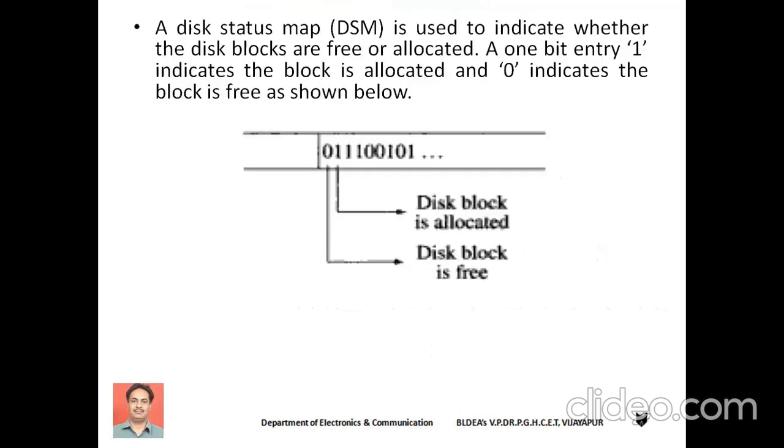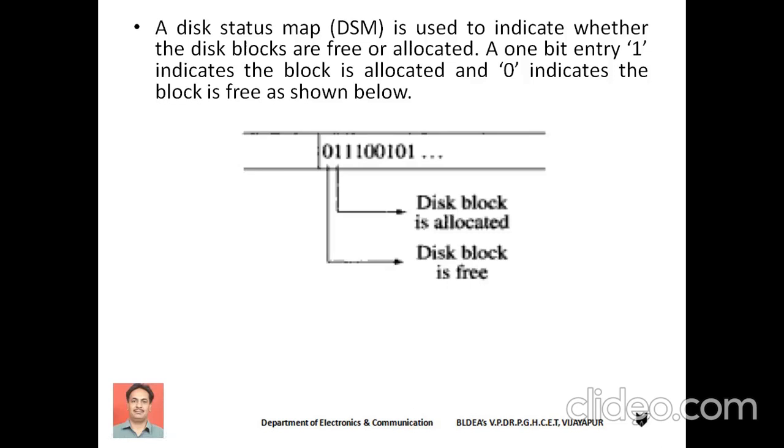Students, here to store information about the free disk blocks, we are going to use a status map that is referred to as a disk status map. The disk status map is mainly used to indicate whether the disk blocks are free to allocate or whether they are already allocated. Here, a single bit entry is used to indicate whether the block is allocated or free to allocate. The bit 0 indicates that the block is free, and the bit 1 indicates that a particular block is allocated.